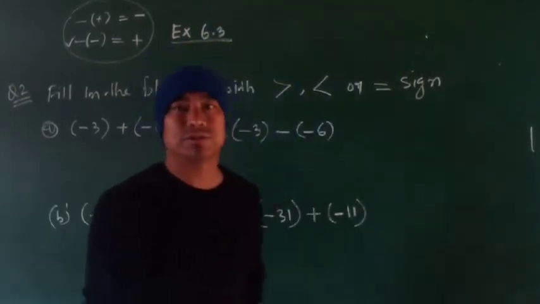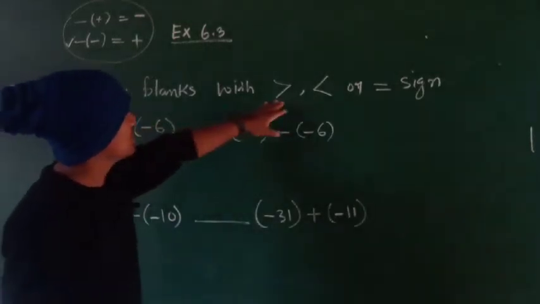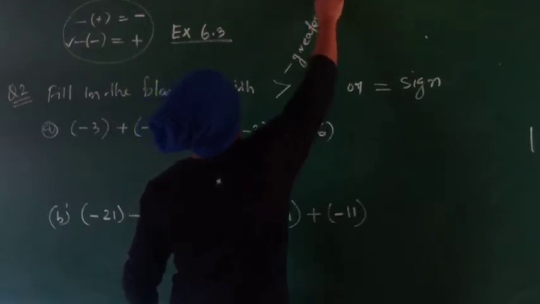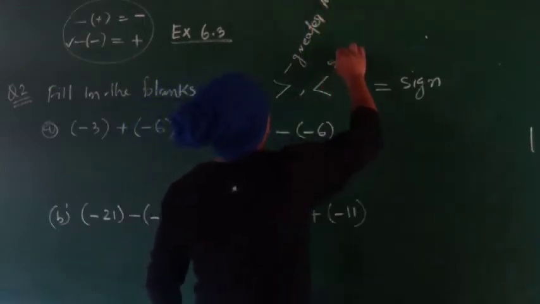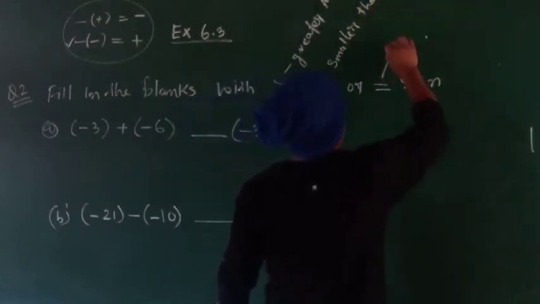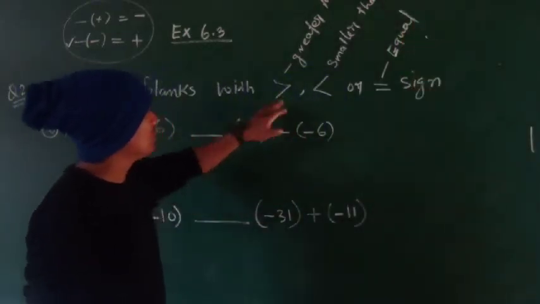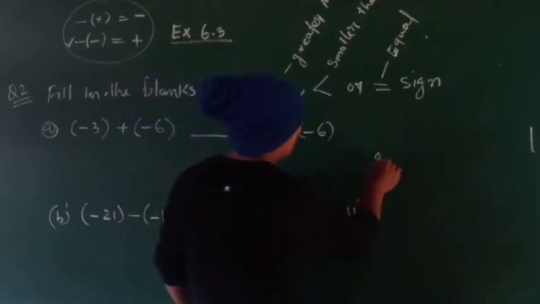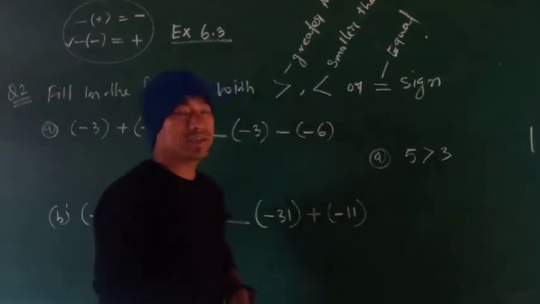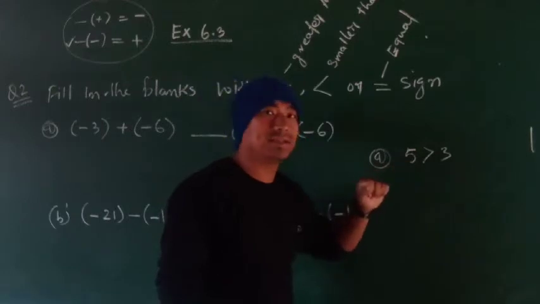Okay, dear student, this is question number 2, and you already know that this sign is called greater than. Okay, greater than sign, and this is called smaller than, and this one is called equal. Okay, so where we use this sign, let's say this 5. Okay, 5 is greater than 3. So we actually start reading from the left side. So 5 is greater than 3, like that.